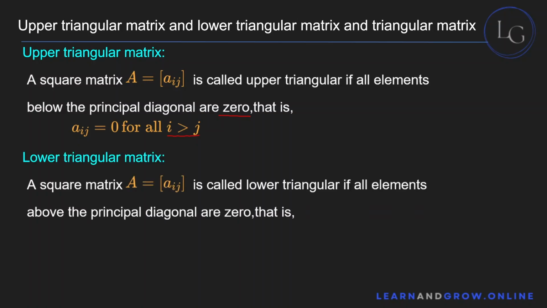And for the lower triangular matrix, it's basically the opposite. It says that all the elements above the principal diagonal are 0. For the upper triangular matrix, all the elements below the principal diagonal must be 0, and in the lower triangular matrix, every element above the principal diagonal must be 0. So basically, elements that are in column numbers greater than row numbers must be 0.